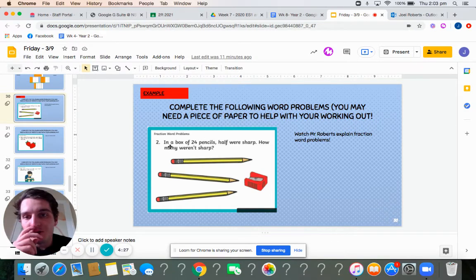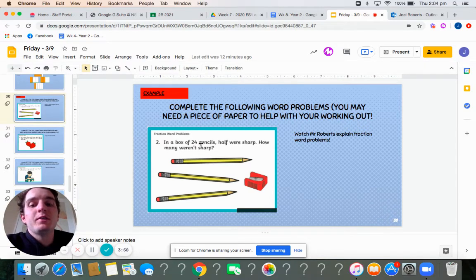Now, this question says, in a box of 24 pencils, half were sharp, how many weren't sharp? Okay, so the important information here to gather, first thing we need to understand is, what are they asking? Now, the actual question is, how many weren't sharp? Doesn't matter if they're pencils, doesn't matter if they're pens, crayons, texters, doesn't matter. What we want to find out is how many were not sharp.